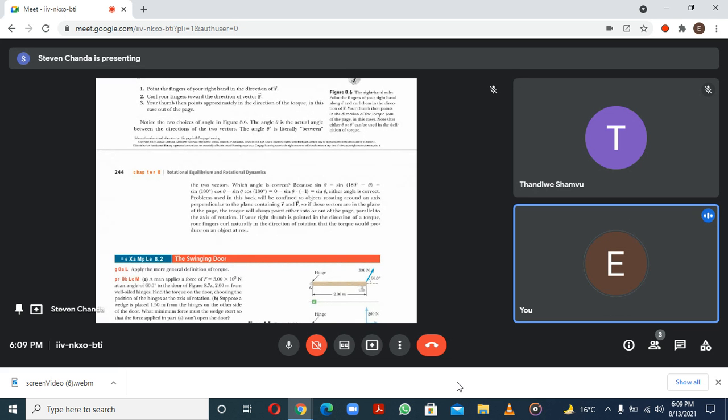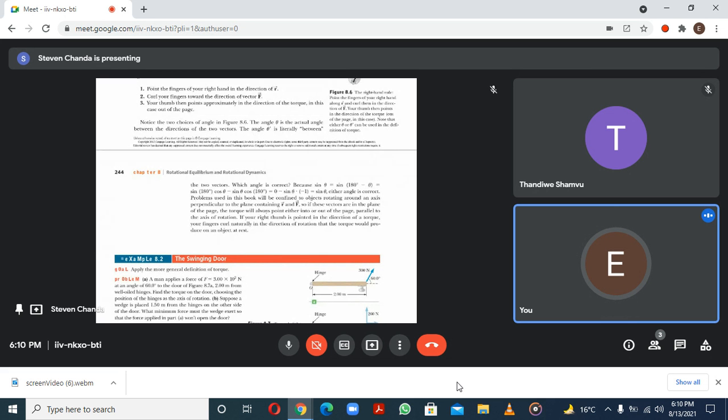B, suppose a wedge is placed 1.5 meters from the hinges on the other side of the door. What minimum force must the wedge exert so that the force applied in part A won't open the door? So what is a wedge? I'm sure we've all experienced trying to open the door without wanting it to be so wide, but you want it open to a certain degree. There are those door stoppers, we call it a wedge. You just place it under the door, and it holds the door between the door and the floor. That's basically what they're talking about.